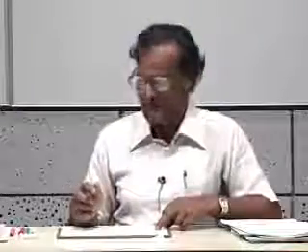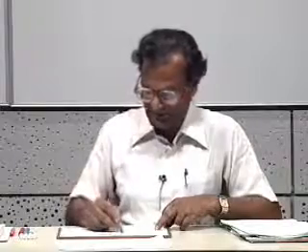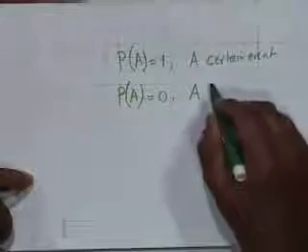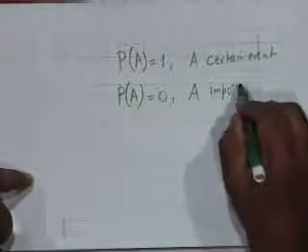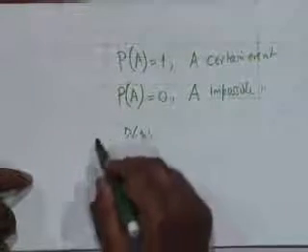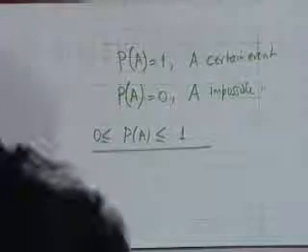On the other hand, there are some characters who never appear in the class, who never come to the class, and the probability that he comes is 0. If A is an, what is the opposite of impossible event? Impossible event. And the probability of any event shall lie between 0 and 1.